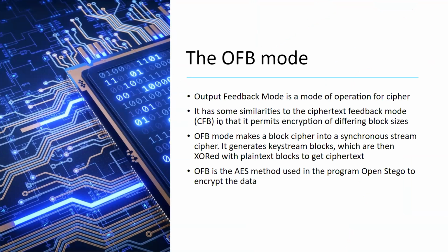So the output feedback is a mode of operation for cipher. It is the encryption mode that AES uses in our project. It has some similarity to the ciphertext feedback. It permits encryption of a different block size. It makes a block cipher into a synchronized stream, generates key blocks. It is also a method used in our program, OpenStego.